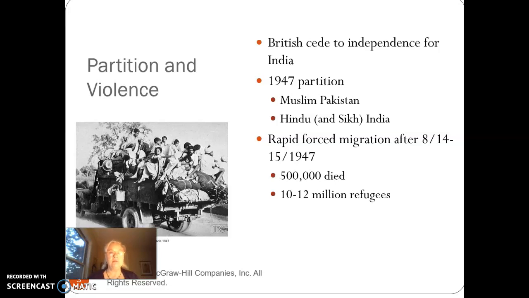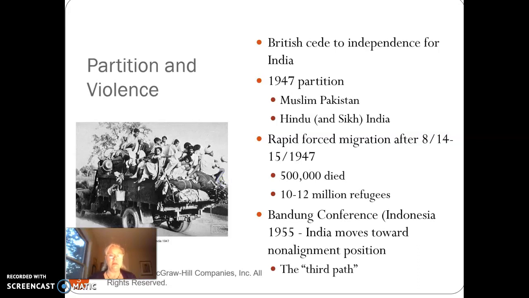There are accounts that I've read in my lifetime of children or babies who couldn't keep up with the journey by foot, and they were just left on the side of the road and perished. It was a very difficult time.